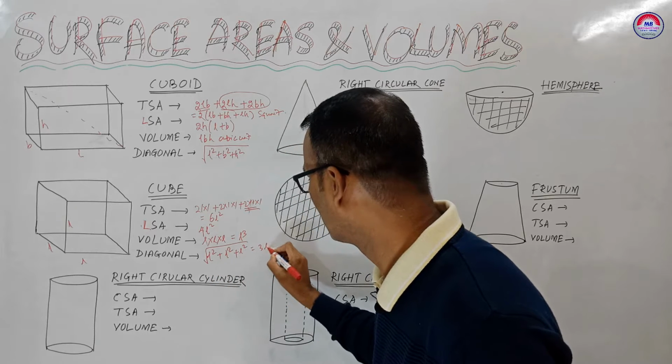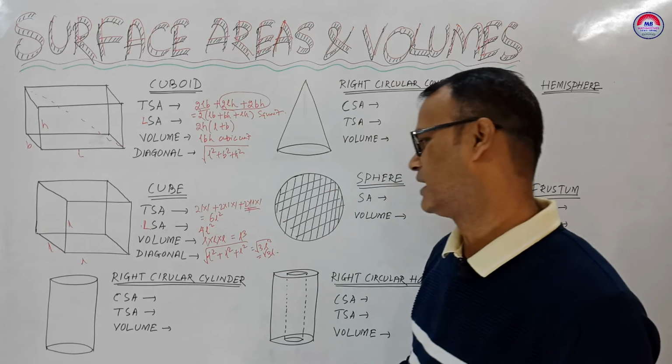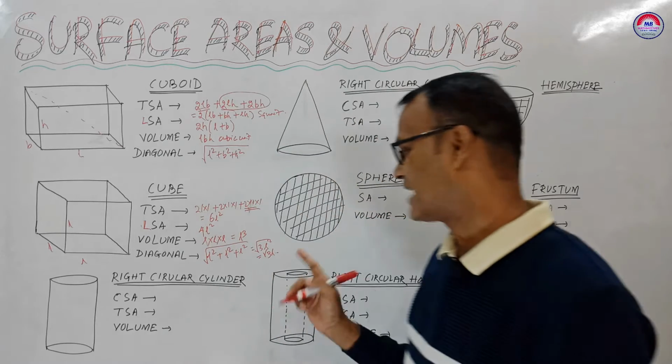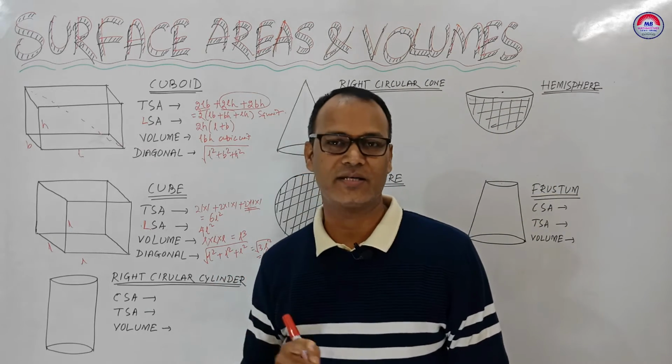That will be the square root of 3L square. This is root 3L, this is the diagonal. Okay. Now, the next figure is the right circular cylinder. What is a right circular cylinder?